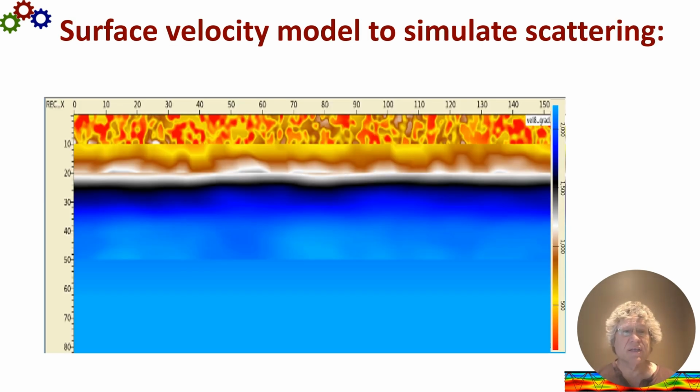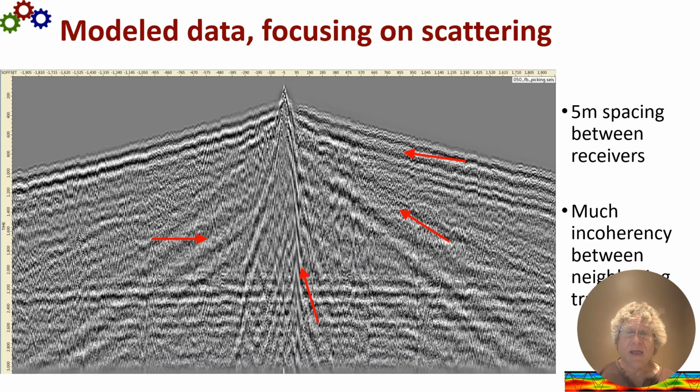So here is the surface velocity model to simulate scattering. And you notice the scale here, we're looking at the very near surface. Most of the scattering is in the top 10 meters with some heterogeneities in the top 20 meters. And the heterogeneities are size 1 to 2 meters. And this creates the synthetic data that I showed you before.